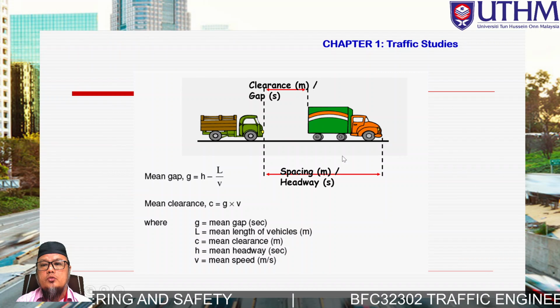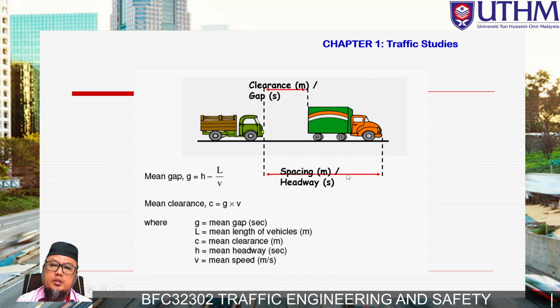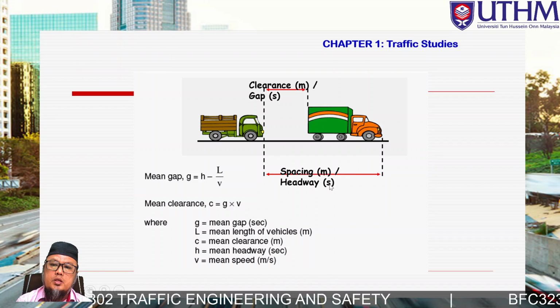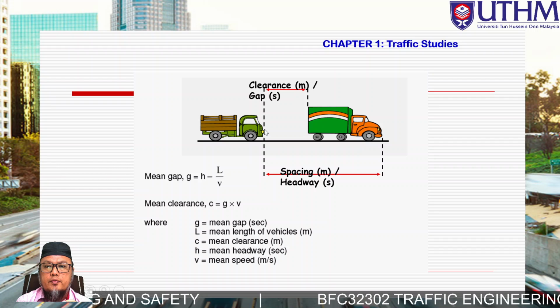Inilah lebih mudah faham. So kita ada clearance, spacing dulu tadi. Spacing from front bumper to front bumper. So spacing, kita ada spacing dalam meter. Headway from front bumper to front bumper digunakan unit second. Okay, gap atau clearance from front bumper to back bumper. So measured in meters. The gap also from front bumper to back bumper, but measured as time in seconds.